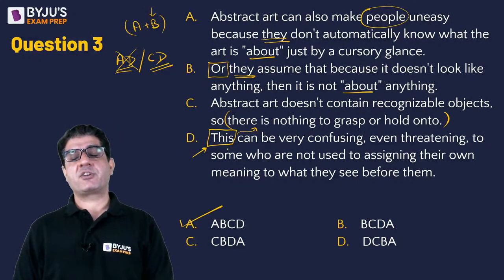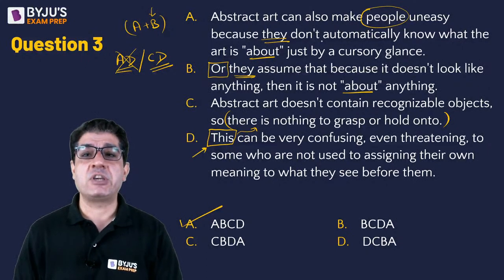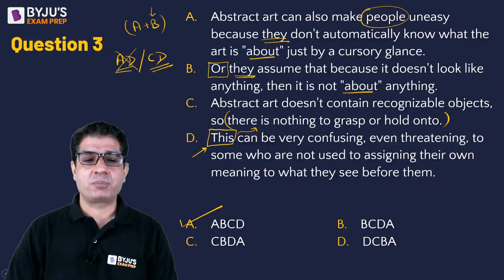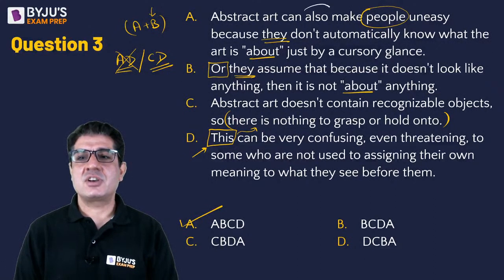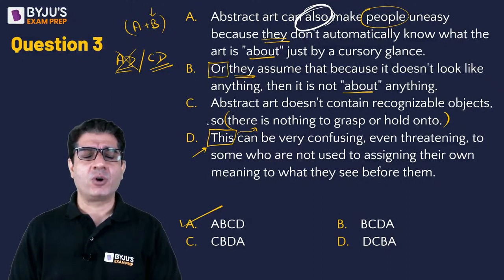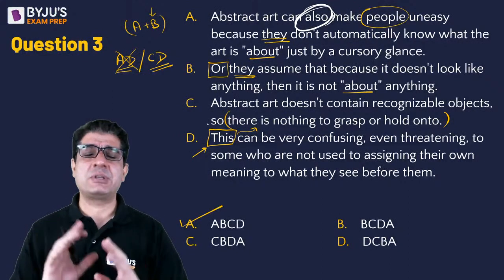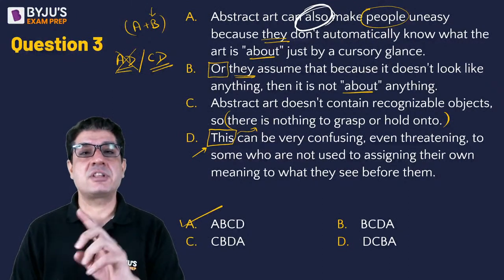Why do people get it wrong? People at times get it wrong because they look at option A, and they see sentence A and notice this "also". And because it has this "also", they think, okay, this can't be the opening. And therefore they rule out option A.